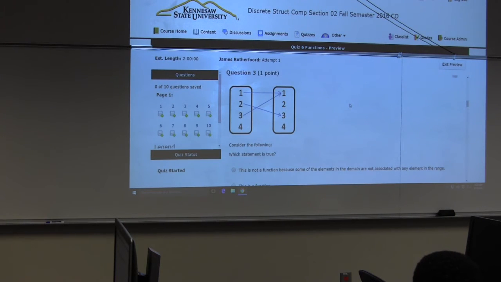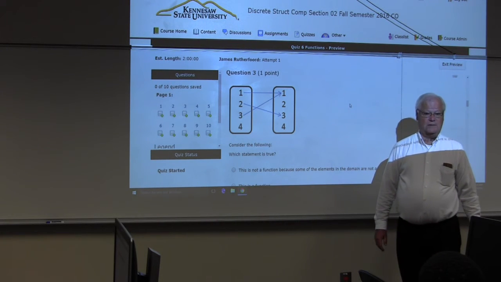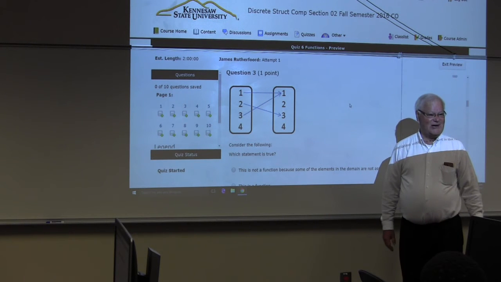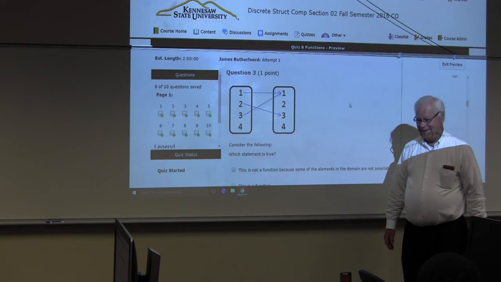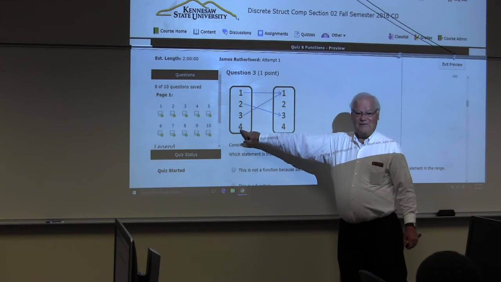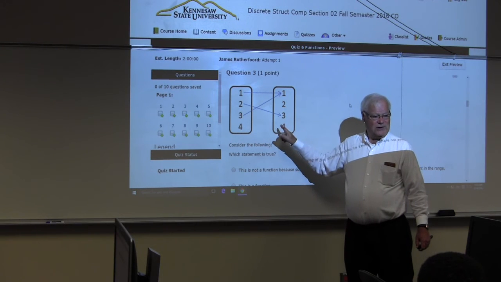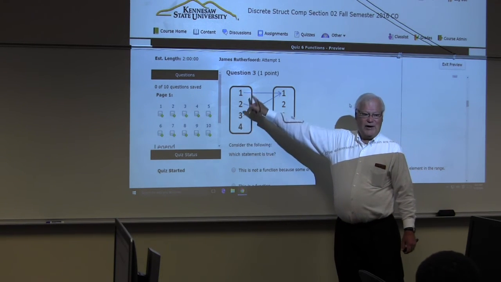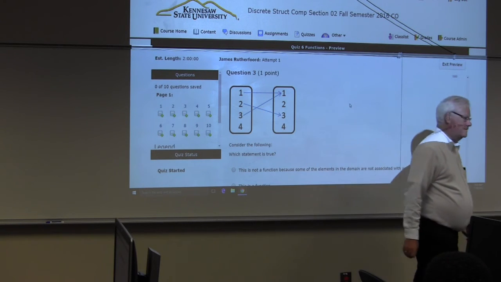Is that a function? No. Who says yes? This is one of those things you hate to raise your hand, right? Who says no? Okay, why is it no? Because, as we went over earlier, four doesn't have anything. Yeah, we have a value over here that does not have a value in the codomain, right? Remember, in a domain, you have to have all the values.